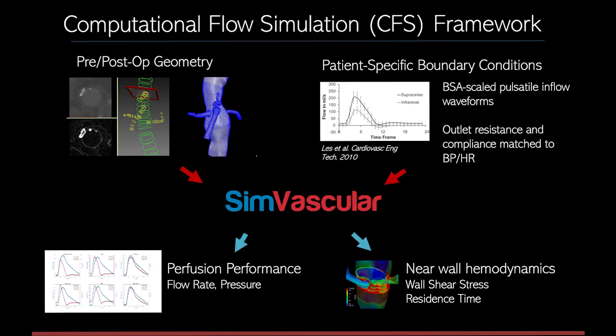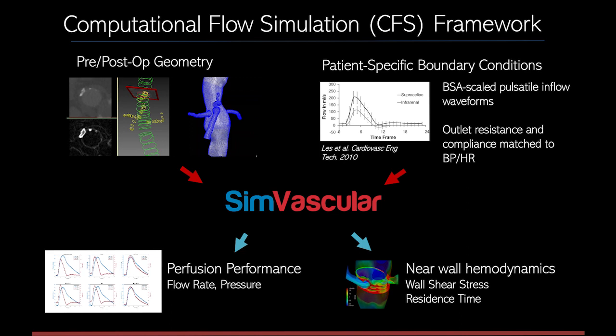And this is an overview of our overall CFD, or computational flow simulation, framework, where we apply preoperative and postoperative CAT scans. We segment out the vessels, create 3D models from which we can then apply patient-specific boundary conditions. We scale pulsatile inflow waveform based on patient allometrics, including body surface area. The outlet boundaries are then tuned to match patient's heart rate and blood pressure. These then serve as the basis for our flow simulations from which we can computationally estimate perfusion performance.